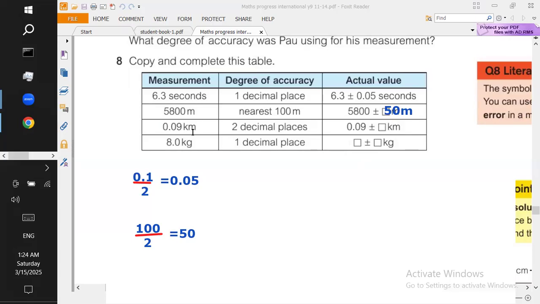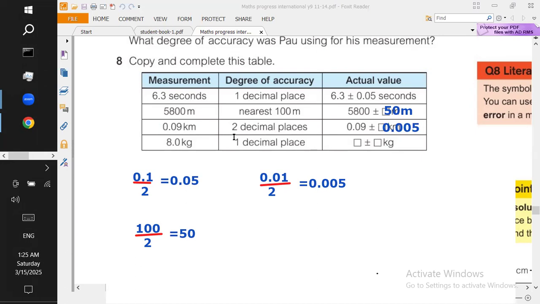Now the next one here, 0.09 kilometers to two decimal places. Two decimal places means what? It means 0.01, because one decimal place means 0.1, two decimal places 0.01. We divide it by 2 to find the absolute error, and then we add it and subtract it to the original to find the upper and lower bound. So here 0.01 divided by 2 will be 0.005. This is the absolute error. It means we add it and subtract it with 0.09, so we write 0.09 plus minus 0.005.